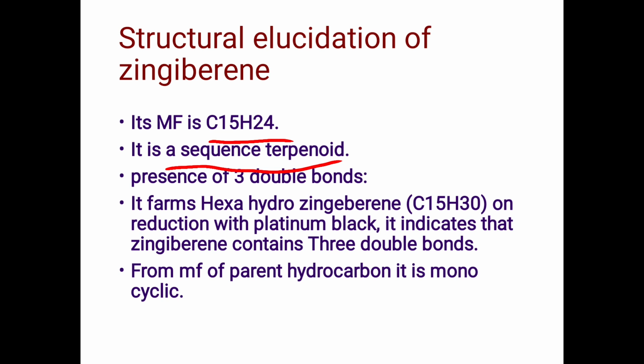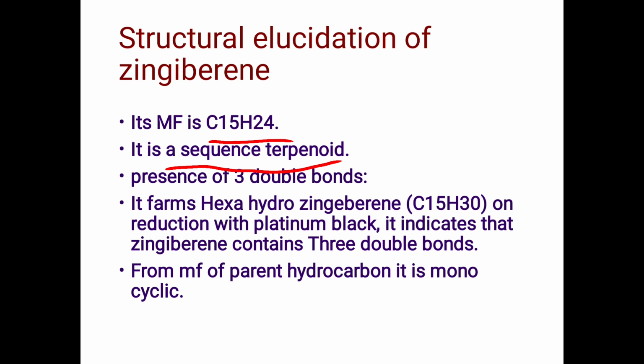It forms hexahydrozingiberene on reduction with platinum black. That means zingiberene reacts with 3 molecules of hydrogen, which indicates that zingiberene contains 3 double bonds.